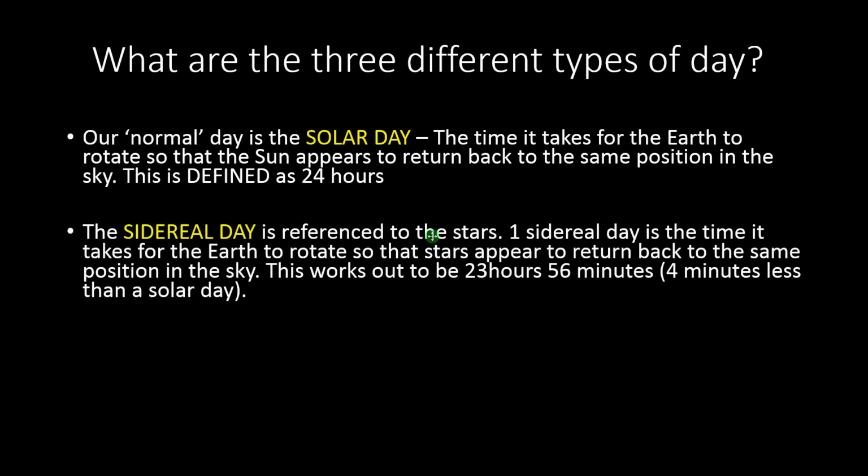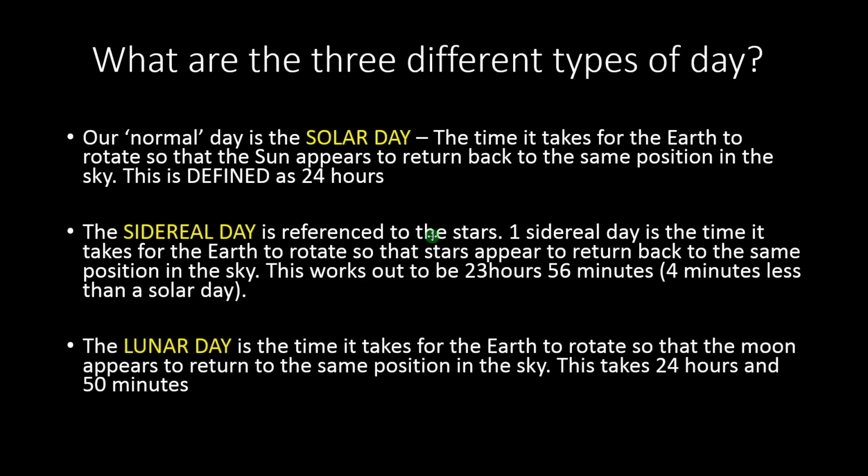Okay, so the first type of day is defined to get the Sun back into the same place in the sky. The next type of day, the sidereal day, is the time it takes to get the stars to return back to the same position in the sky. And that works out to be slightly less for reasons we'll talk about in a second. And the final type of day is the lunar day, and that's just the time it takes for the Earth to rotate so the Moon appears to return to the same position in the sky. And it turns out that takes more time. Again, we're going to explain all of these.